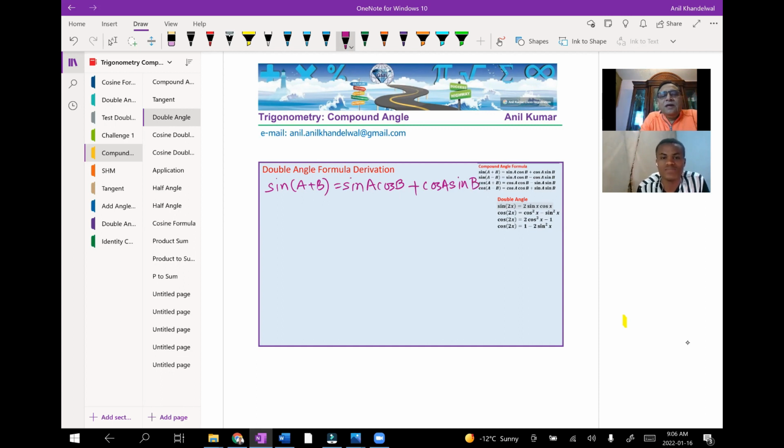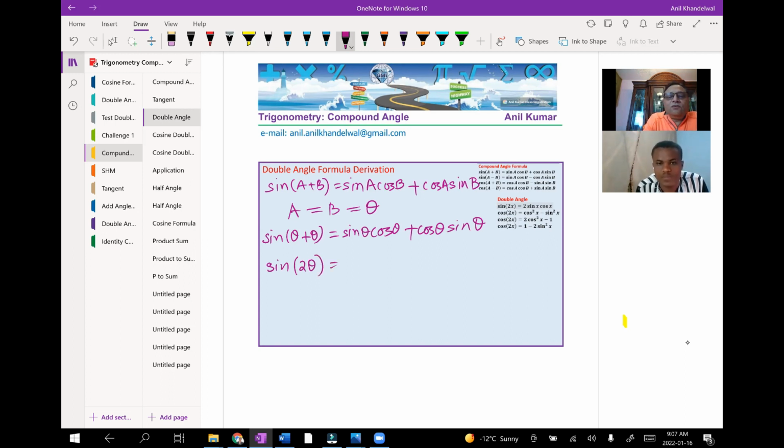Okay. Now, let us say I substitute A equals B equals theta. Then what happens? If A equals B equals theta, I get sine of theta plus theta equals sine theta cos theta plus cos theta sine theta, right? On the left hand side, we get sine of 2 theta, and on the right side, we have 2 times sine theta cos theta. Do you see the double angle formula now?